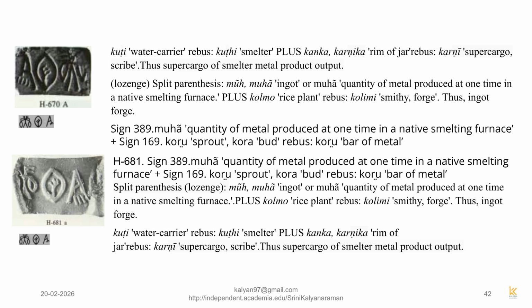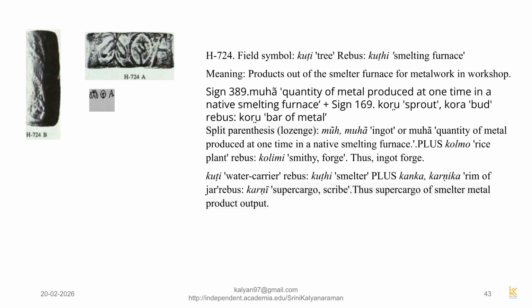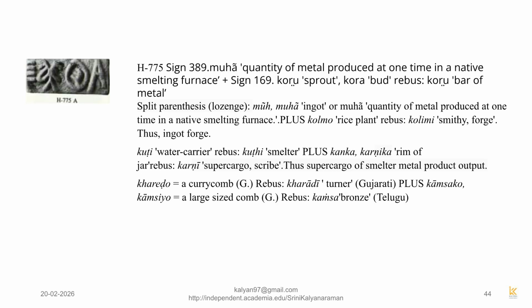This slide relates to the supercargo of smelter metal product output, detailing ingots and the ingot forge, based on linguistic rebus interpretations. H724 uses the tree symbol rebus for smelting furnace, indicating products from the smelter furnace for metalwork in a workshop. H775 references the bar of metal, ingot forge, and the supercargo of smelter metal product output, alongside signs for a turner and bronze.